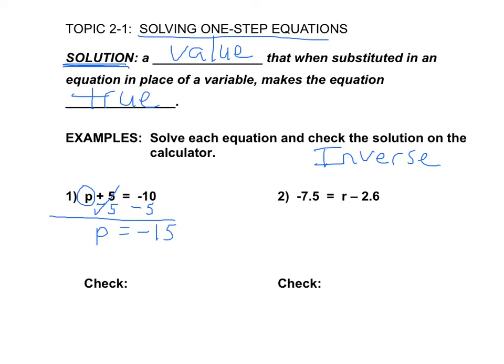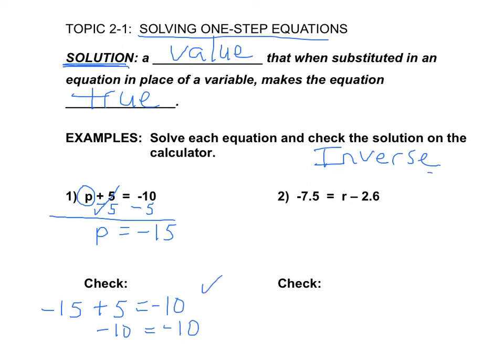So we're going to substitute the p with negative 15 plus a positive 5 to double check. Does that equal a negative 10? And you can check that with your calculator. And yes, you would get a negative 10 on the left. So that checks. All right, let's do the one on the right.